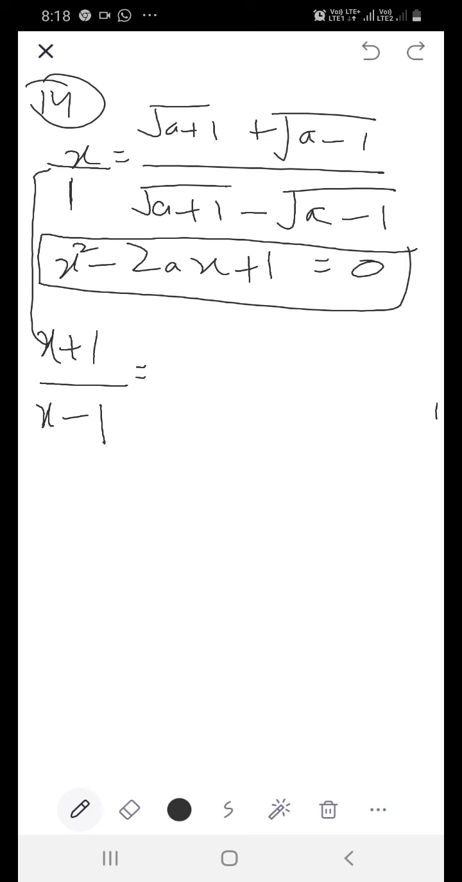So c upon d means c, now you are going to take c plus d. If you add up both the terms, when you are adding, you will see that under root a minus 1 will cancel out and you will be left with under root a plus 1 upon under root a minus 1. That will become twice under root a plus 1.